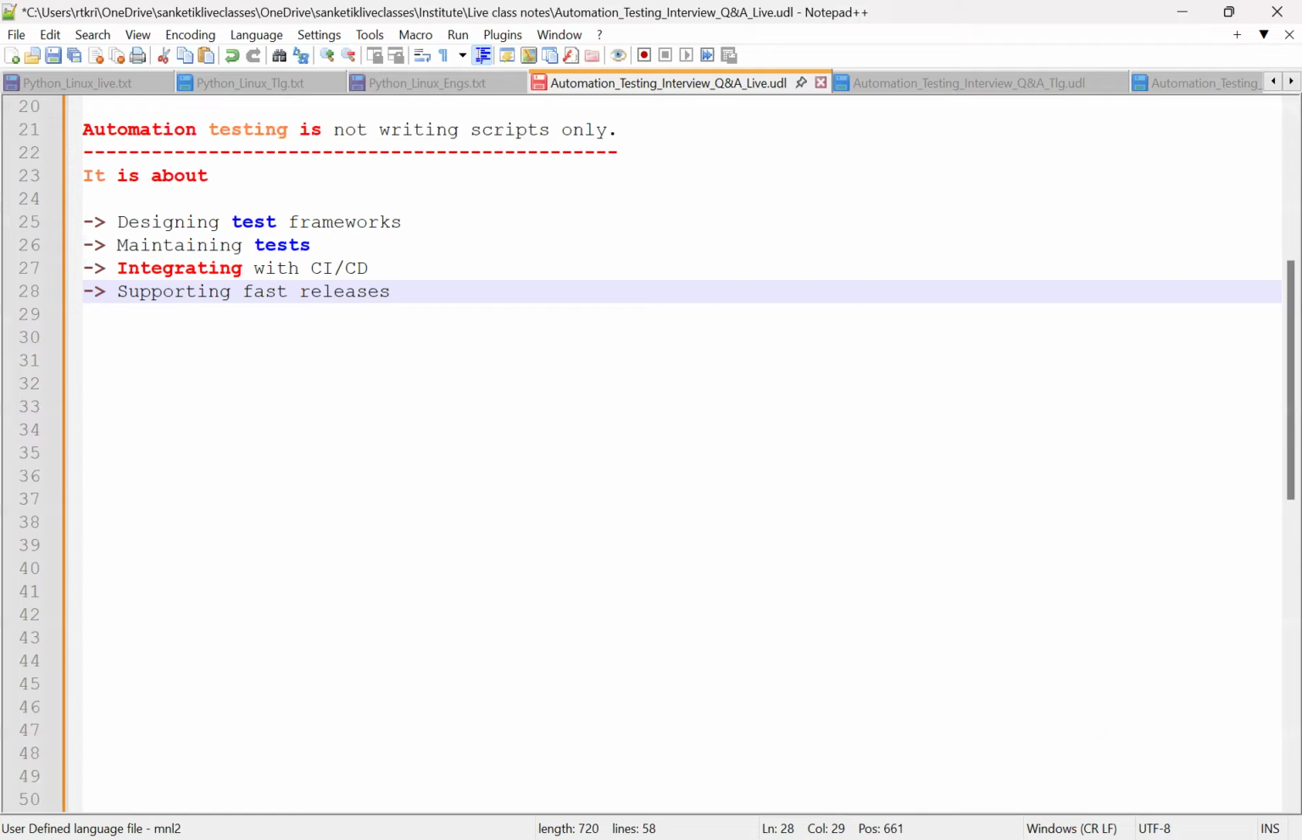Next, supporting fast releases. The main reason we consider automation testing, and why companies hire automation testers instead of manual testers, is that manual testing may take more time. So in order to avoid the time consumption, they are hiring automation testers. Those who work on automation testing need to support fast releasing of the application.